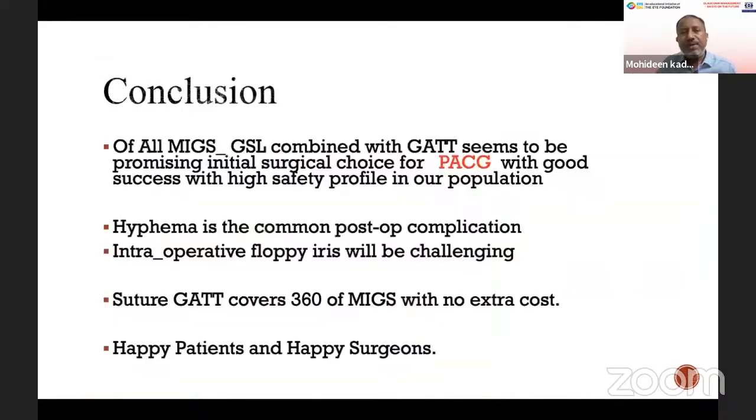So in conclusion, I think MIGS with GAD seems to be a promising initial choice in PACG. It has good success with a high safety profile in our population. I feel that the most common complication will come down if you use my technique. And intraoperative floppy iris is one challenging situation, especially in floppy iris eyes, and GAD covers 360 degrees with no extra cost. I think happy patients, happy surgeons.